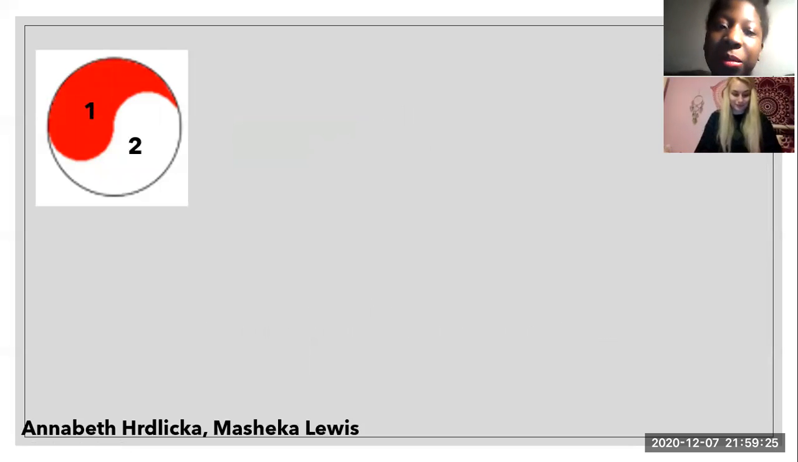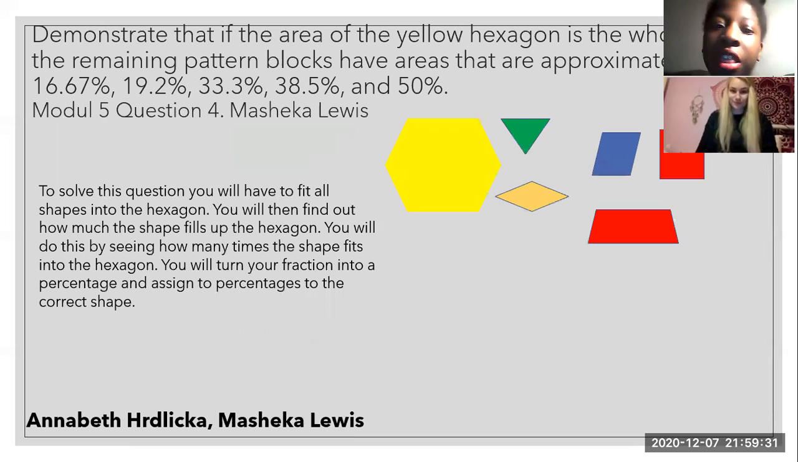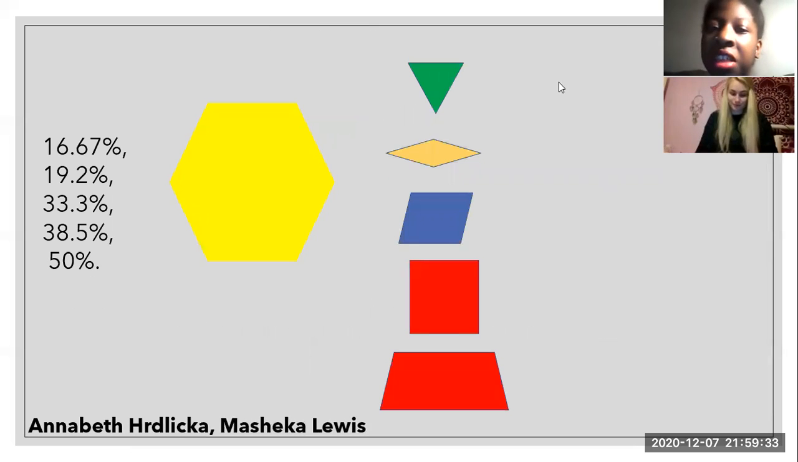And this problem is easy. It's 1/2 because this is two places. Let's go to the next one. The next problem, we had to fit each of these shapes into this hexagon and assign a percentage to the shape.